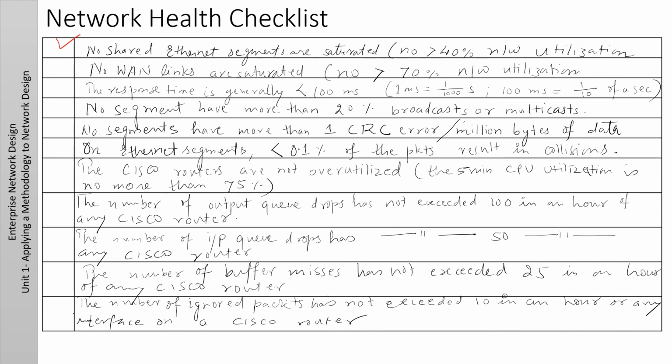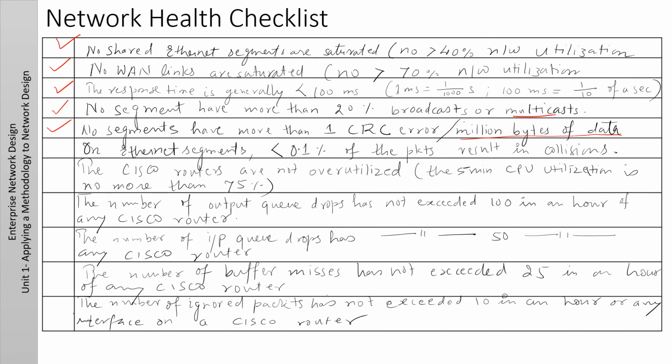Second is no WAN links are saturated, no more than 70% network utilization. Third is the response time is generally less than 100 milliseconds. 1 millisecond is 1 divided by 1000 of a second, so 100 milliseconds is 1 divided by 10 of a second. Next is no segment has more than 20% broadcast or multicast. Next is no segment has more than one cyclic redundancy check error per million bytes of data.